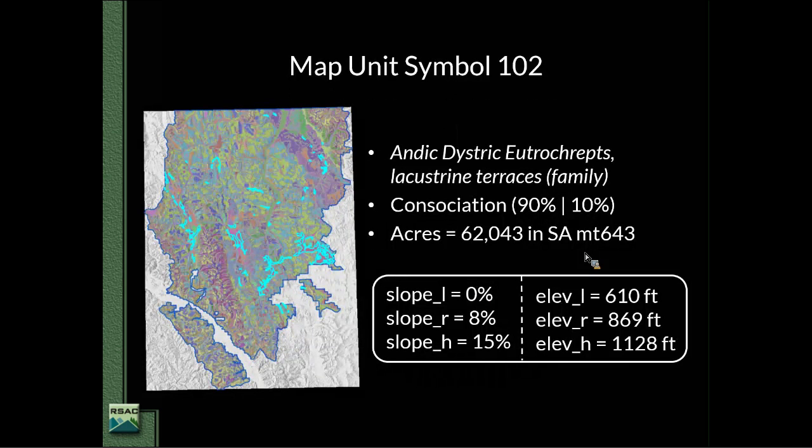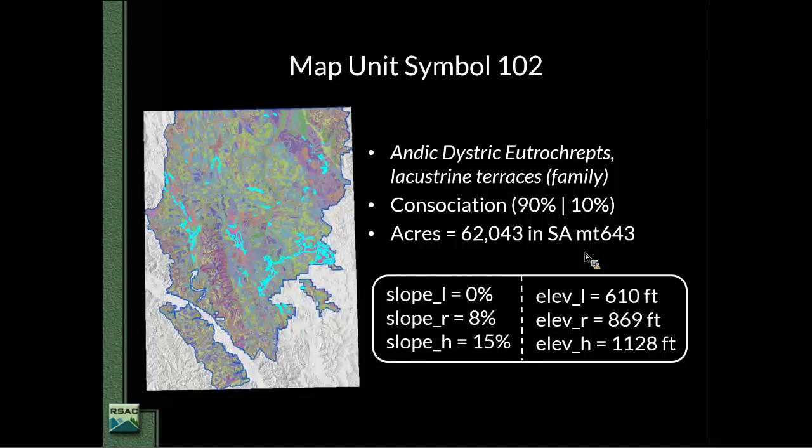So today I'm going to kind of cherry pick, if you will, map unit symbol 102. This is just the second one in the line. I picked it. The one thing to keep in mind here, these are lacustrine terraces. They're family level, so they're kind of high. It's a consociation, so relatively pure. It's only got 10% of minor map unit components. And it only comprises about 62,000 acres in this survey area, so out of 2.1 million acres. It's not very much.